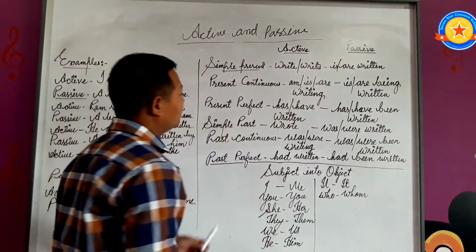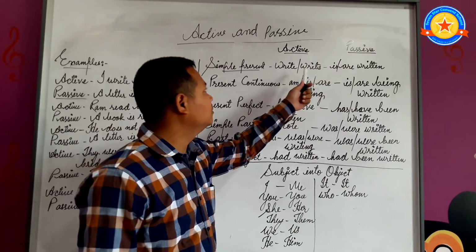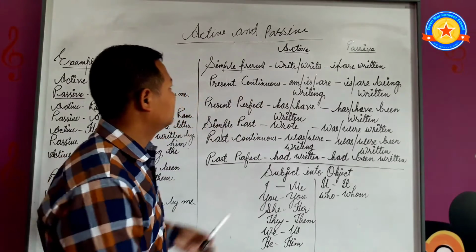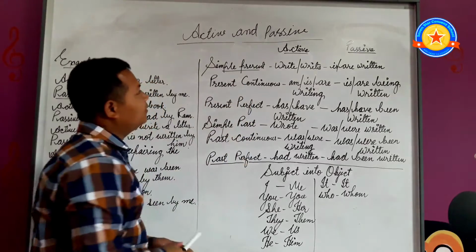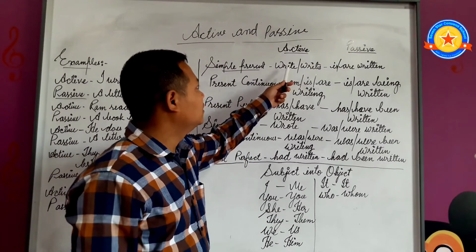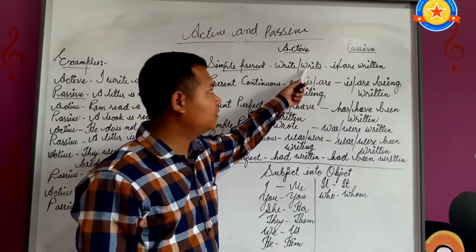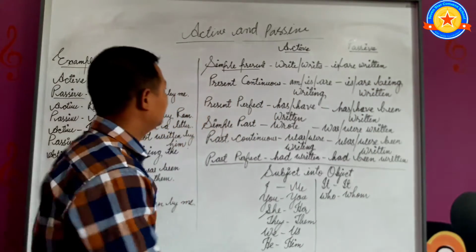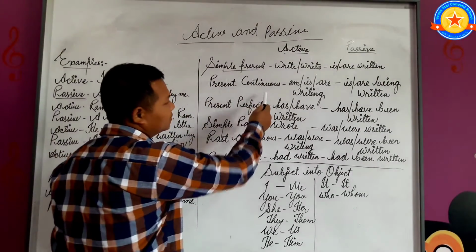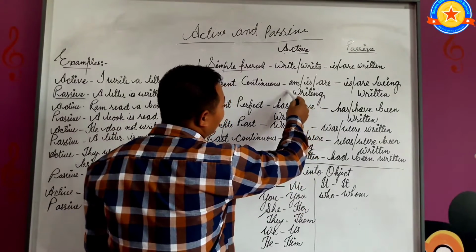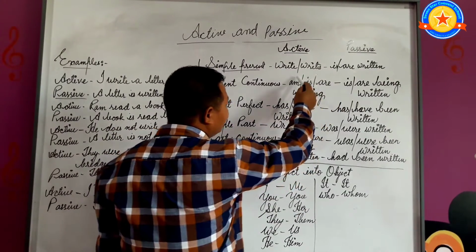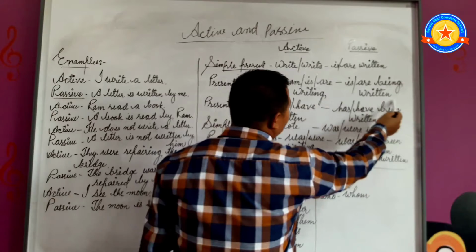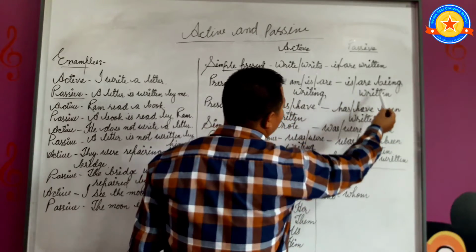So I have given some notes here on how to write and how to remember active and passive, and in which form to write. If the sentence is in simple present tense, write or writes, and in passive voice it will come as is, are written. If it is present continuous, then you have to follow am, is, are writing, and you have to change it in passive to am, is, are being written.